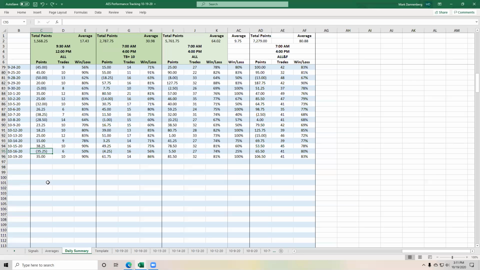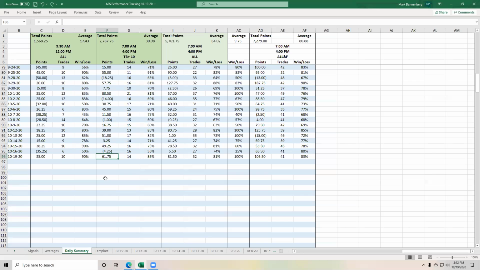Friday, we actually lost 35.25 points, 9:30 to noon. That was on 6 trades. Friday, our 7 to 4 category, taking just the trend-oriented signals, was down 4.25 points, and that was on 16 trades. And then today, we took 35 points of profit on the 9:30 to noon category, and we took 61.75 points of profit on our 7 to 4 trend bias trades.